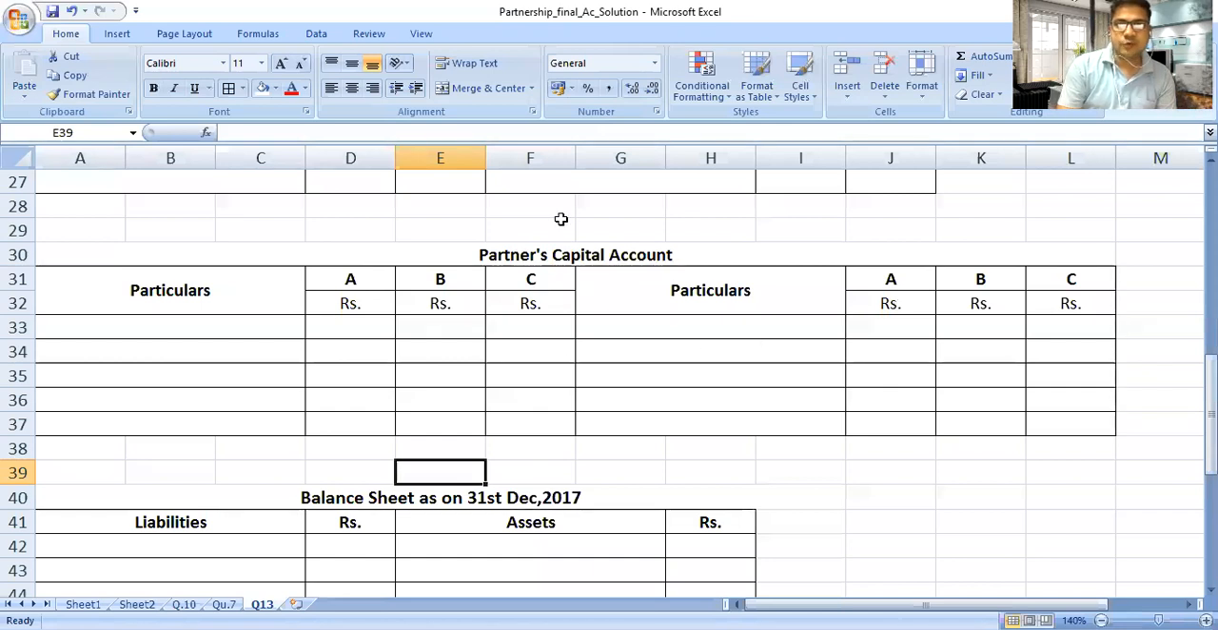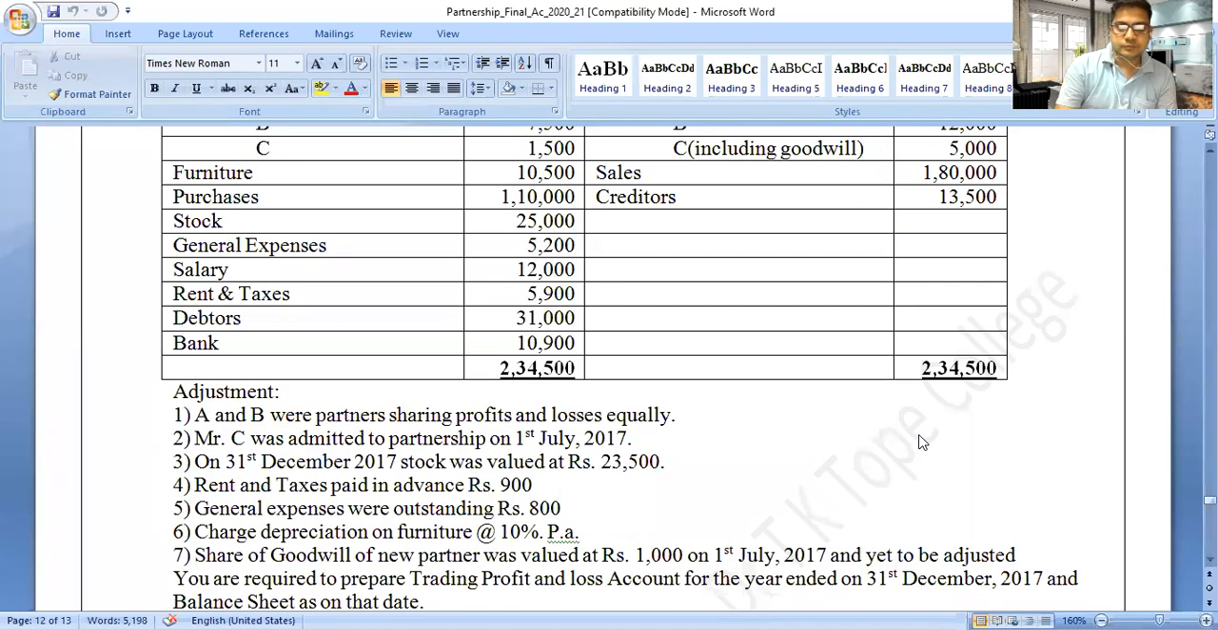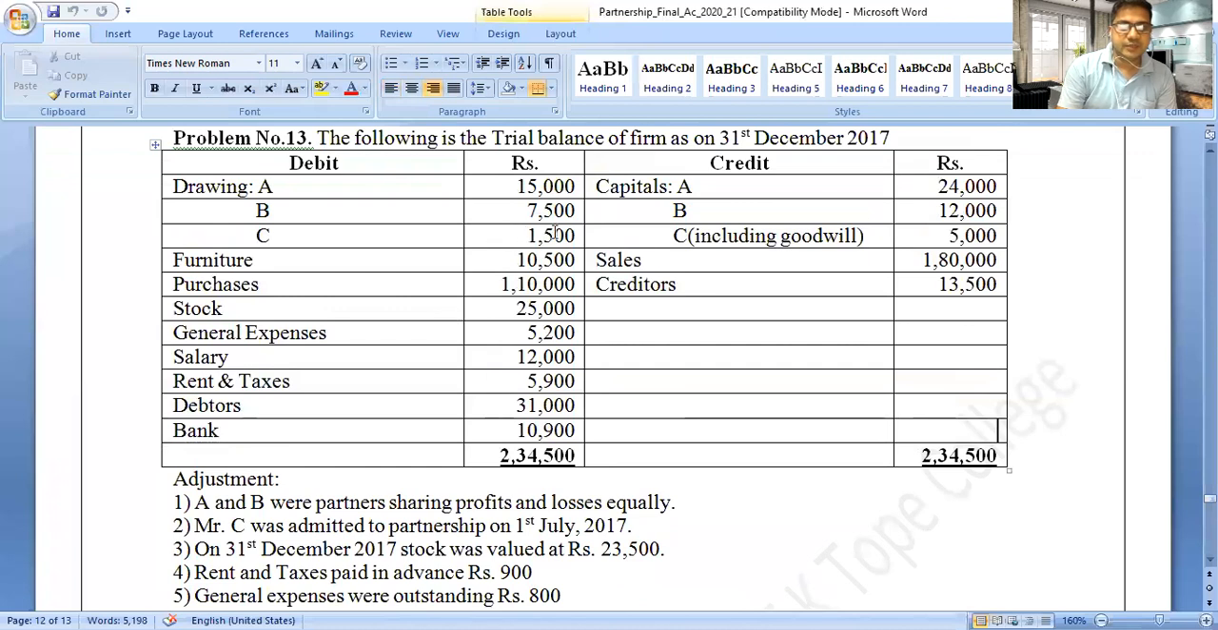Now, friends, we are going to learn various kinds of items which are held in our problem. Now, friends, the first item on the debit side is drawing.